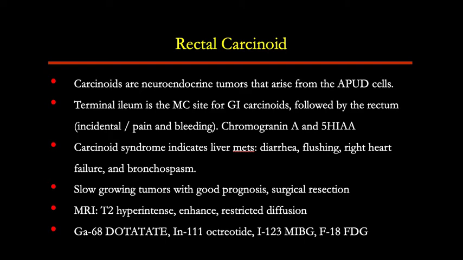The tumor markers that we follow, since these are neuroendocrine in origin, are chromogranin A and 5-HIAA. Carcinoid syndrome indicates liver mets. This is when the patients present with diarrhea, flushing, right heart failure, and bronchospasm. These are typically slow-growing tumors with good prognosis, and surgical resection is the treatment. On MR, these are T2 hyperintense. They enhance and show restricted diffusion. And for nuclear medicine, we use gallium-68 dotatate PET-CT now, and earlier we used to use indium-111 octreotide, I-123 MIBG, or F18 FDG. Thank you for watching.